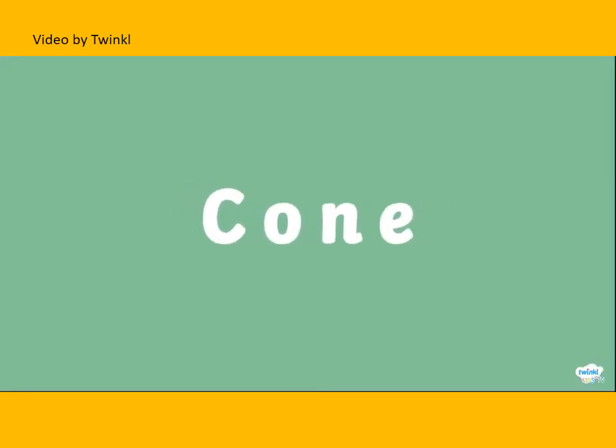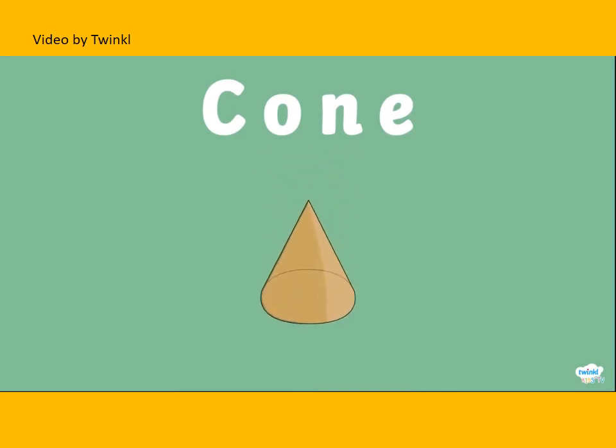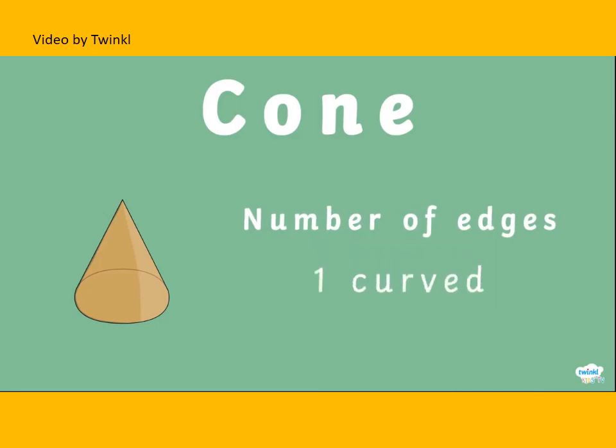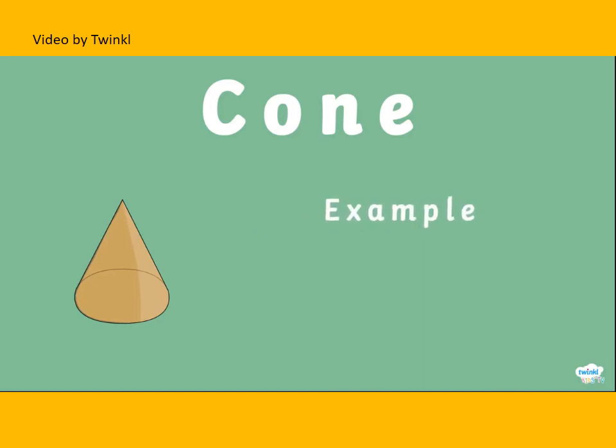Next up is the cone. It has one flat face. A cone also has one curved face. The number of edges a cone has is 1, and it is curved. An ice cream cone is an example of a cone.